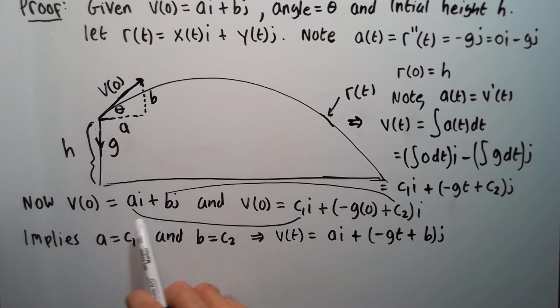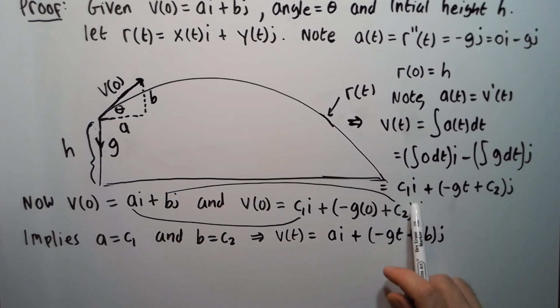Again, a then has to be c1 and b has to be c2. So replacing my c1 and c2 with those values, my velocity function is going to be equal to a i plus negative g t plus b in the j direction. Now to find the position, we can just integrate velocity. So let's do that.